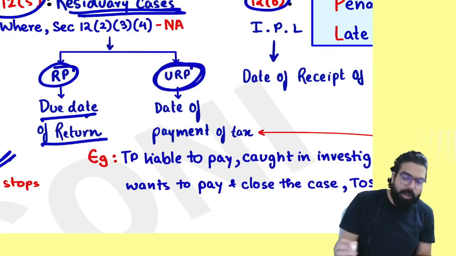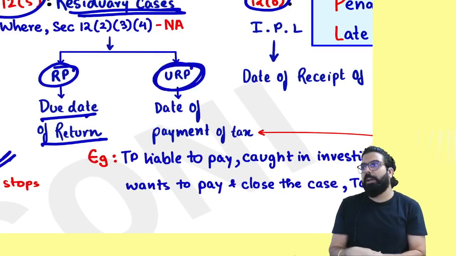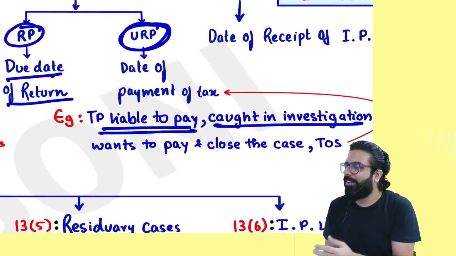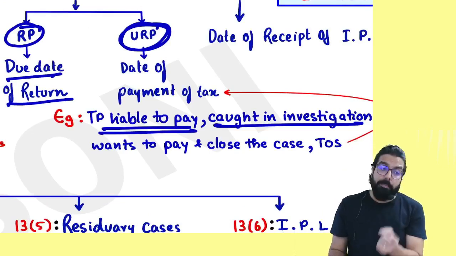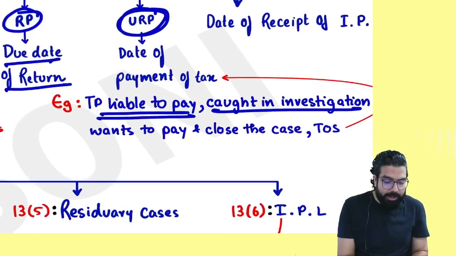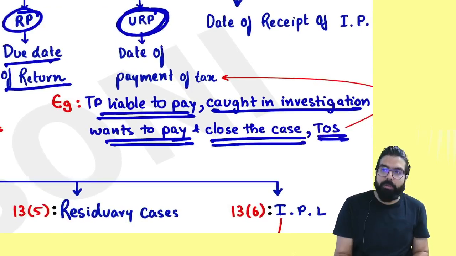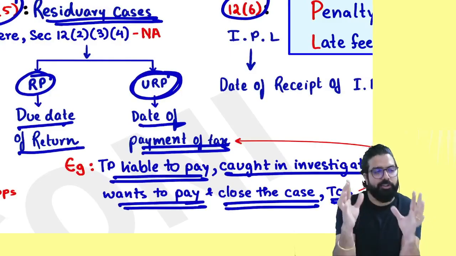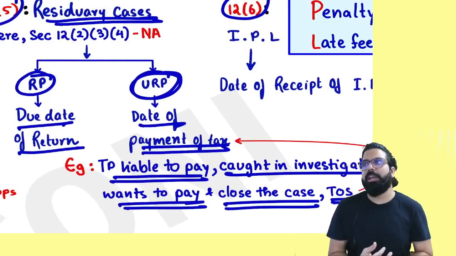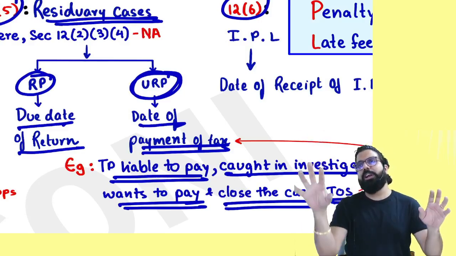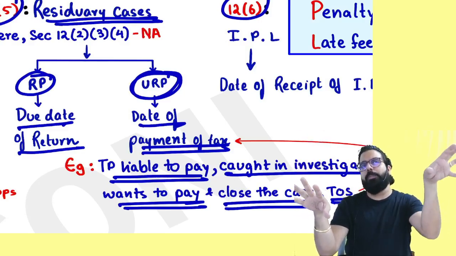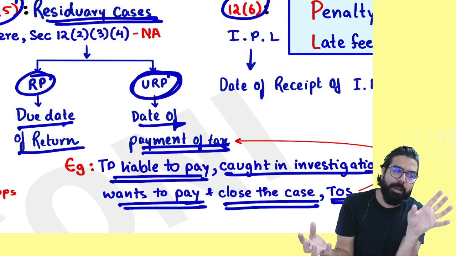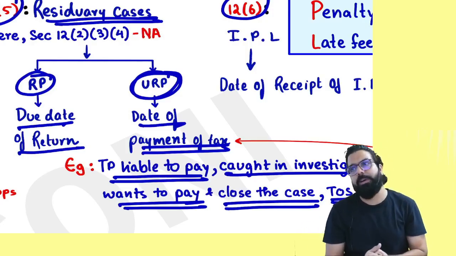But if I am an unregistered person, for example, an investigation happened at my place. A taxable person is liable to pay. I was caught in an investigation; I did not take registration. It means I am unregistered, but I am still liable to pay GST. They tell you to pay and close the case. For you, the time of supply will be the date of payment of tax. The day you pay, that day is your liability date. So if I am a registered person falling in the residuary case, the due date of return is my time of supply. If I am an unregistered person, because I am not liable to file a return, the day I make the payment is my liability date.